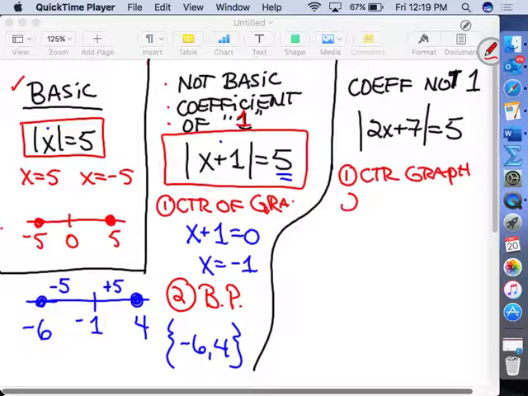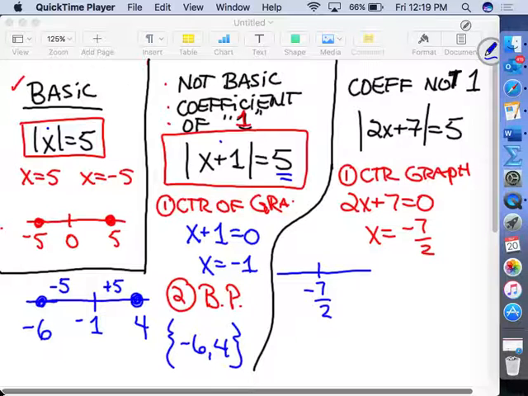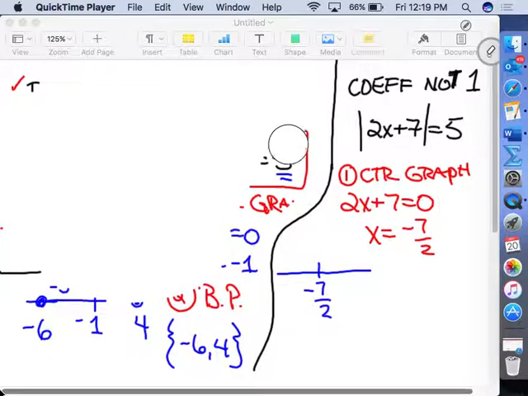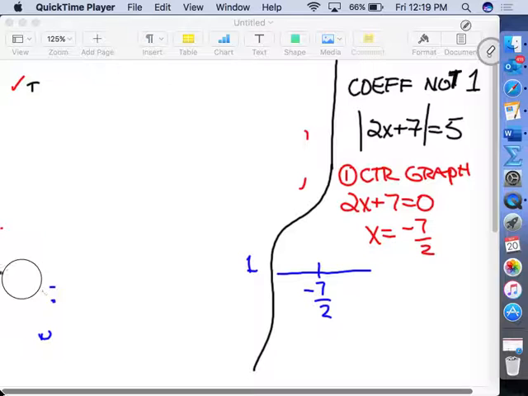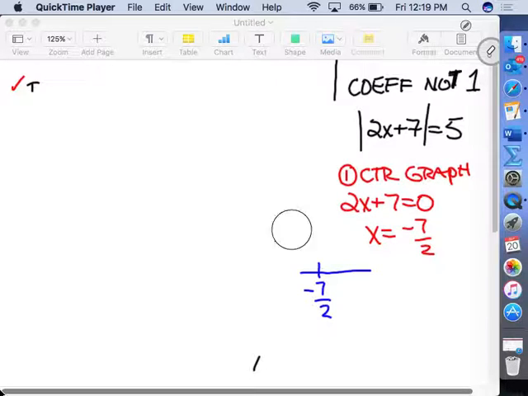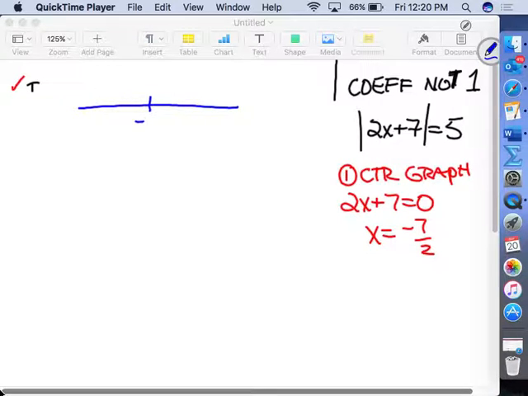So you take what's inside the absolute value bars, and you set that equal to 0. Subtract 7, divide by 2. So my number line is going to look like this. My center is going to be negative 7 over 2. I actually need some more space, so I'm going to erase all of this. All right, so here we go. So here's my number line. Negative 7 over 2 is the center of my number line.